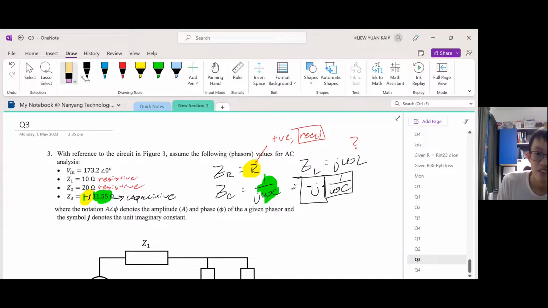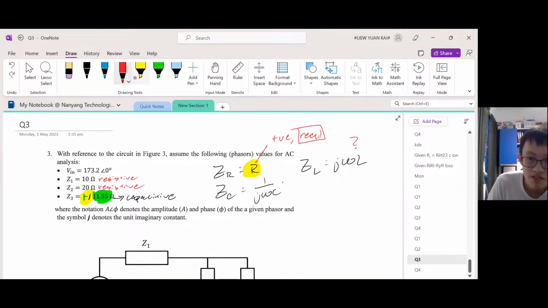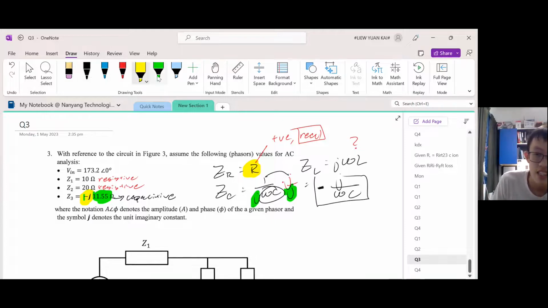Now, why is 1 over J equal to negative J? If you don't believe me, this is the derivation. To bring this J to the top, you need to multiply top and bottom by J. So J times J is actually -1, right? Because root of -1 times root of -1 is just -1. And then 1 times J is just J. Then the denominator is just itself. See? It's actually negative J and some numbers at the side. So whenever you see negative J, that indicates that it's actually a capacitor.